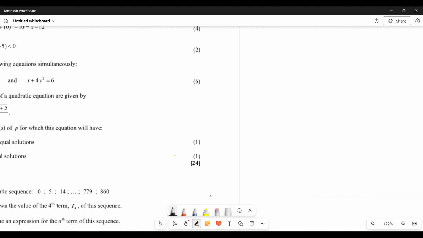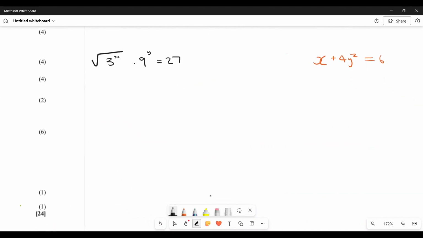Now, these are the two equations. I've just written them over here, the ones we're given. This one, there isn't really anything we can do to it, so I'll just refer to this as equation 1. But we need to simplify this equation here. And how do we go about doing that?